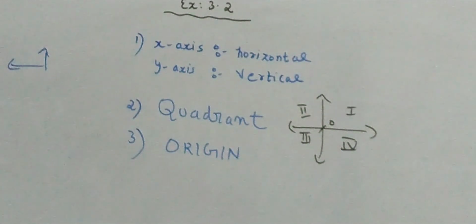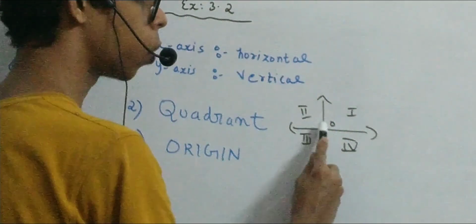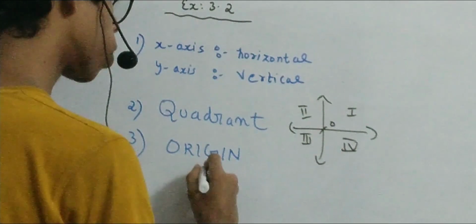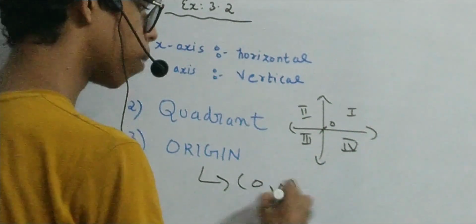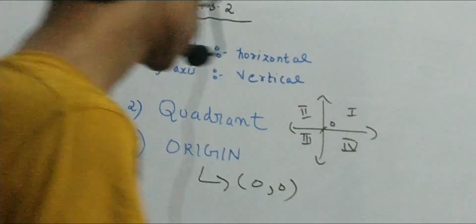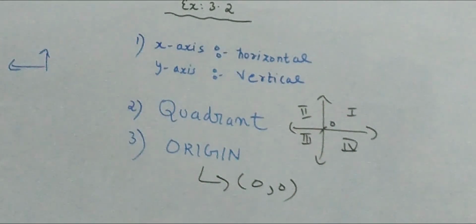Write the name of the point where these two lines intersect. Okay, we know the point where these two lines intersect is the origin, and we know the coordinates of the origin are 0, 0. Okay, I hope it is clear. So this was our question number 1.